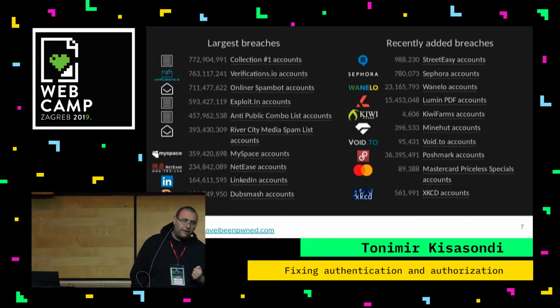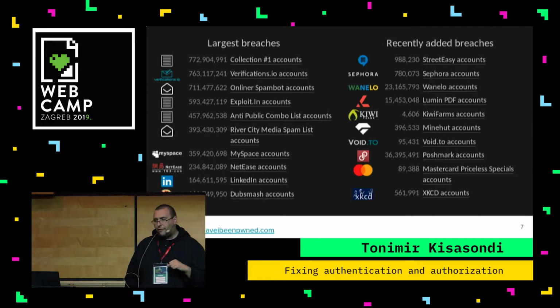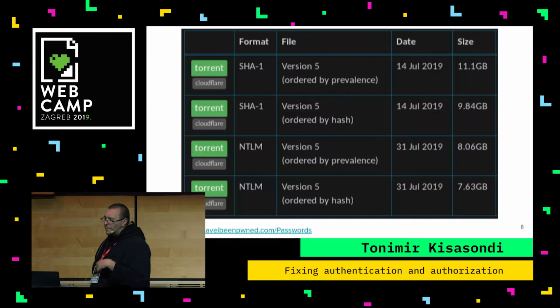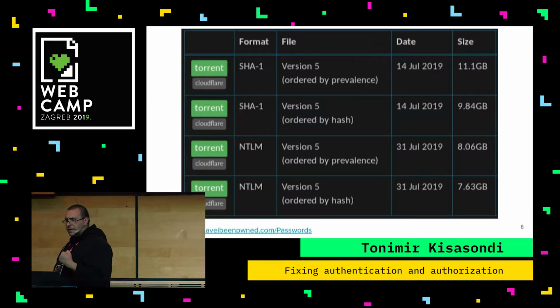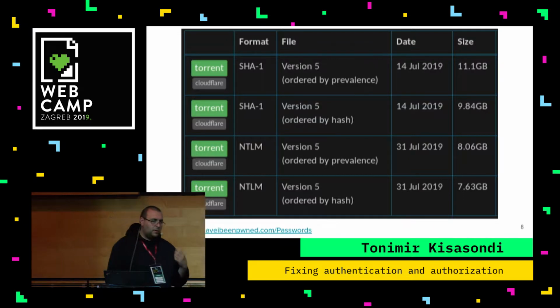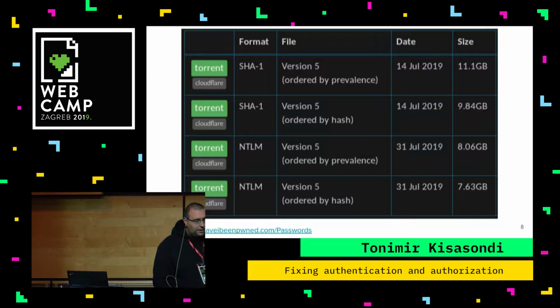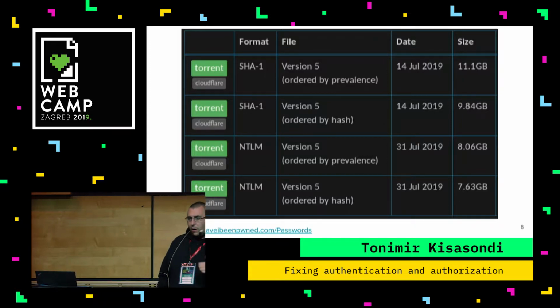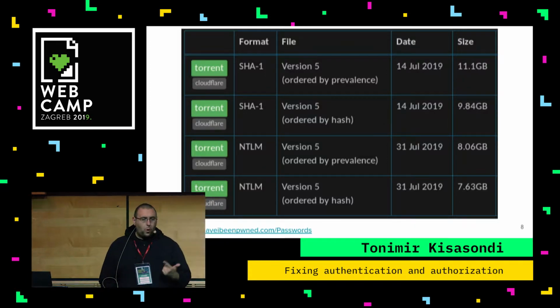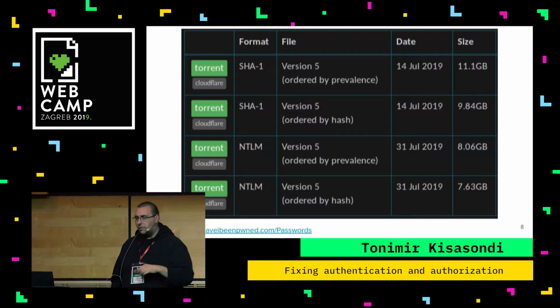This is a site called Have I Been Pwned. You can verify for any email address if it's in there. But what's interesting is that you can go to Have I Been Pwned Passwords, and you can download torrents of hashed passwords, unique passwords, that are ordered by either prevalence, so how common a password is, or ordered by hash, so it will start with 00000 and then go down.